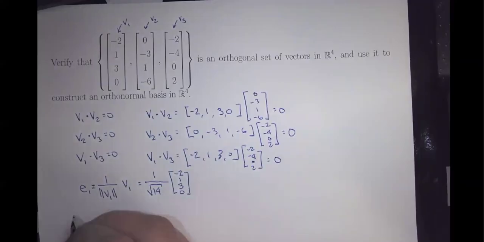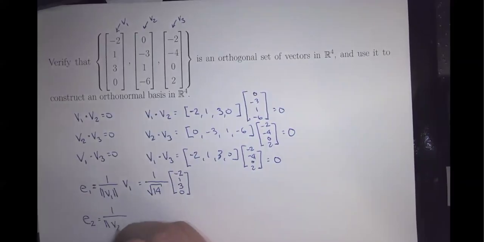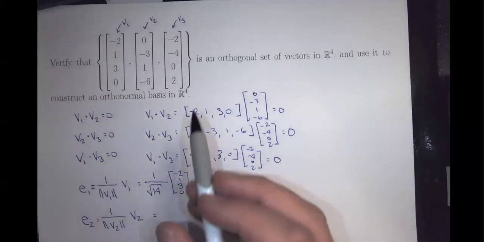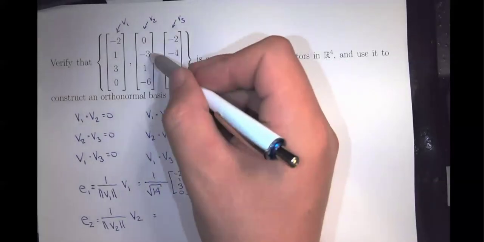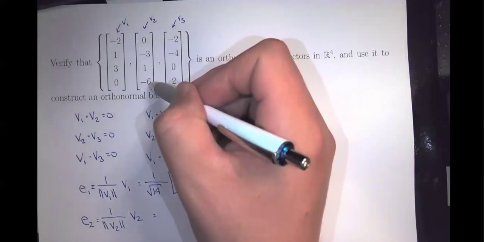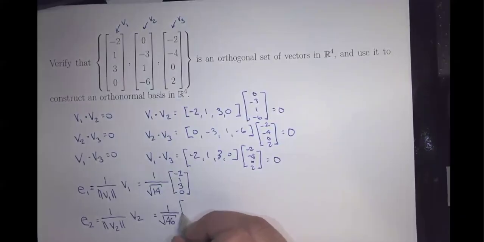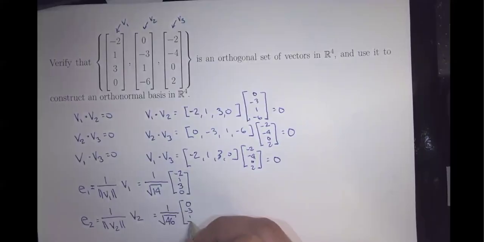Okay, next, E2. That's the vector in the same direction as V2, but of unit length. So V2, the length here is 0 squared is 0, plus 9, plus 1 is 10, plus 36 is 46, so 1 over root 46 times V2, which is (0, -3, 1, -6).